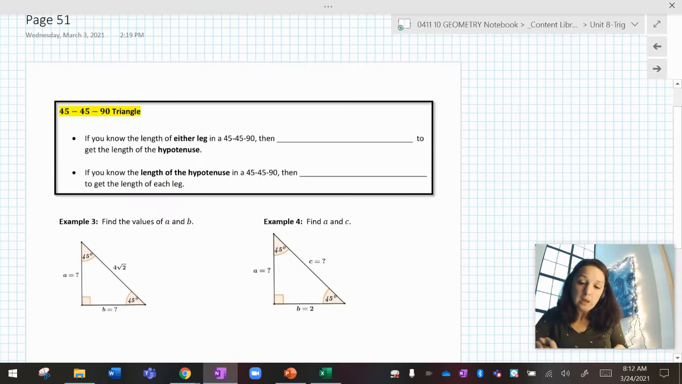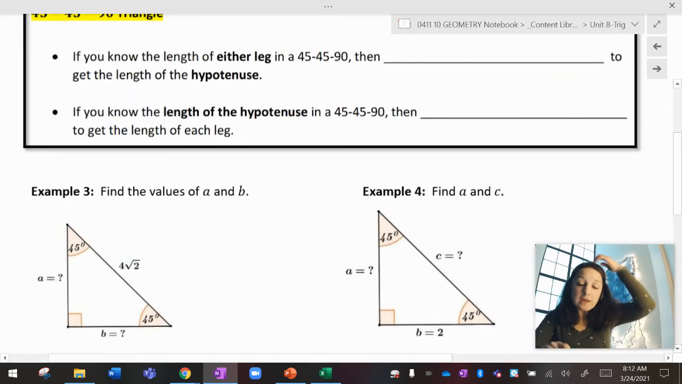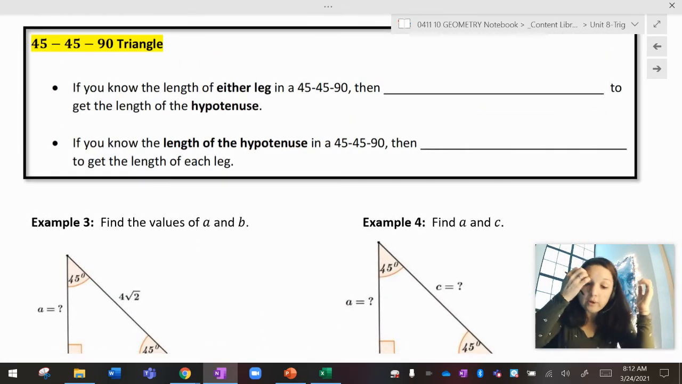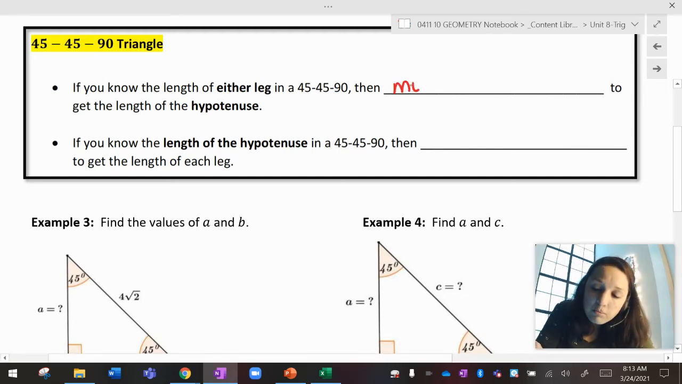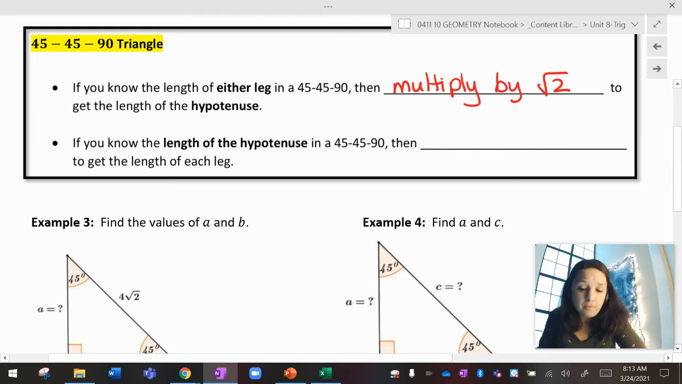Okay, and we're going to put that in a box. So in a 45, 45, 90 triangle, if you know the length of either leg, then you multiply by the square root of 2 to get the hypotenuse. And if instead you know the length of the hypotenuse, you divide by root 2 to get the length of the leg.